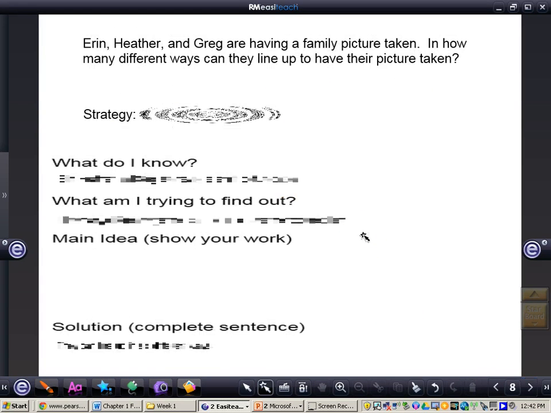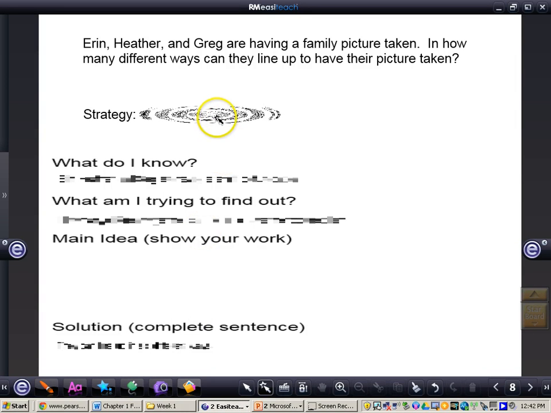Now what I want you to do is pause the video and complete this problem all by yourself. Give me a strategy you're going to use. Write down what you know and what you're trying to find. Give me the main idea, show your work, then finally give me the solution. So I want you to pause the video now.